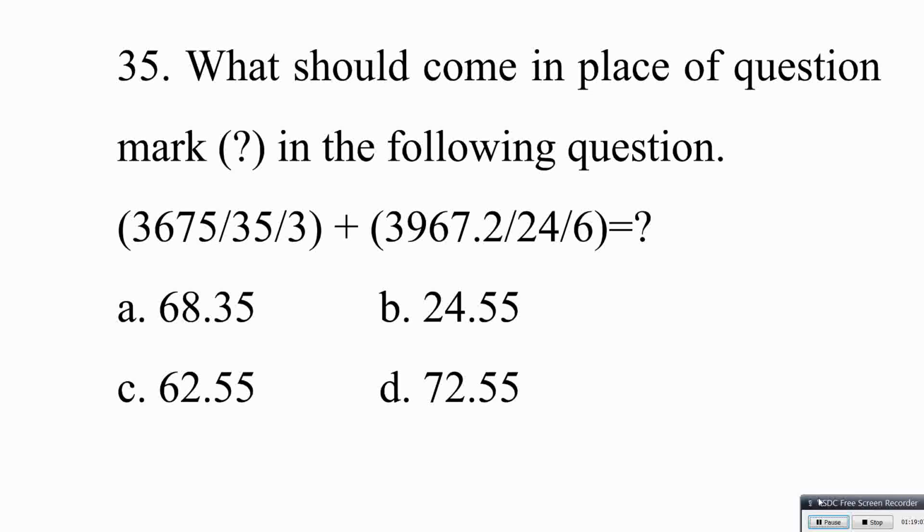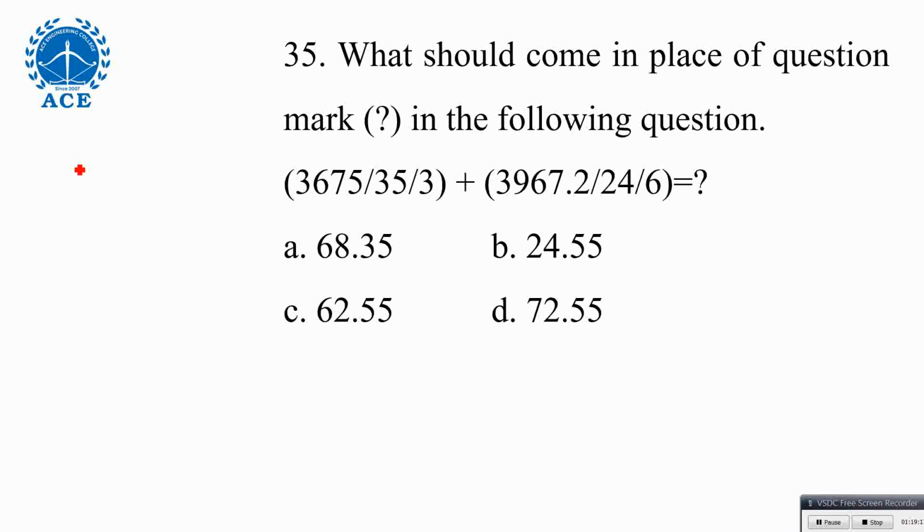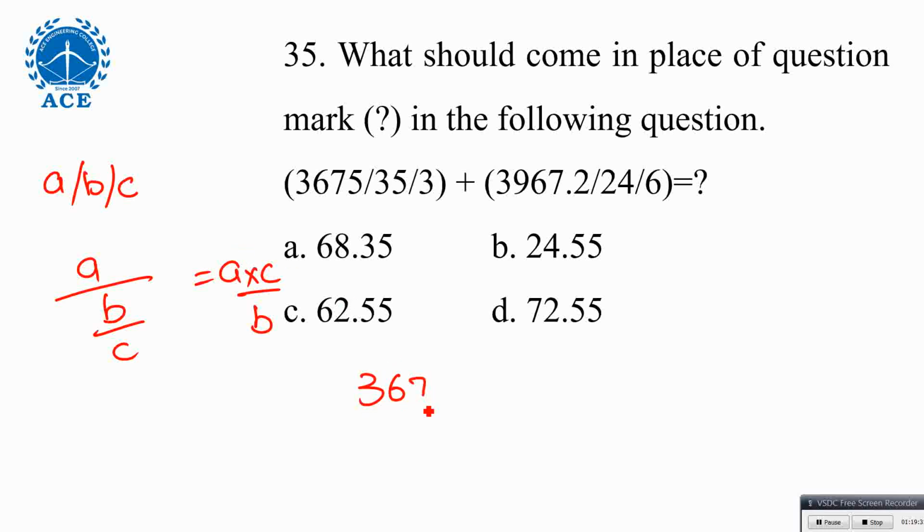Now the first doubt that comes to our mind is, sir, when you have two divisions, what to do? The basic thing you can follow is A divided by B divided by C, which you can write as A into C divided by B. That will give clarity. So 3675 multiplied by 3 divided by 35, plus 3967.2 multiplied by 6.